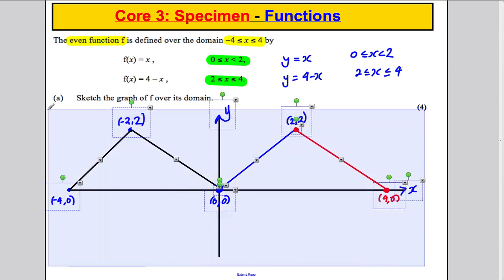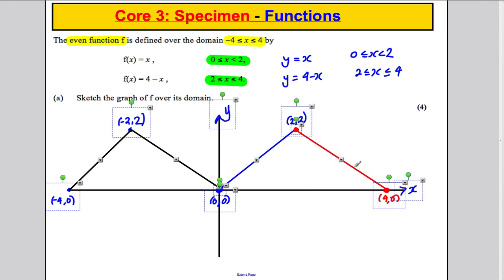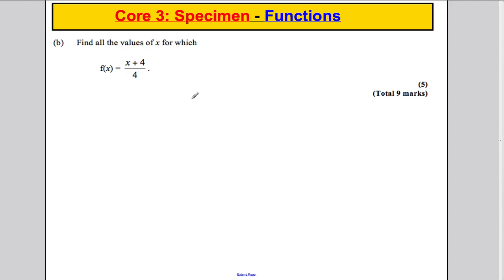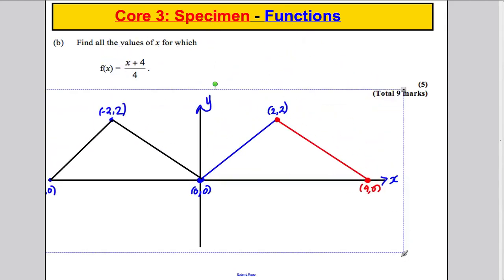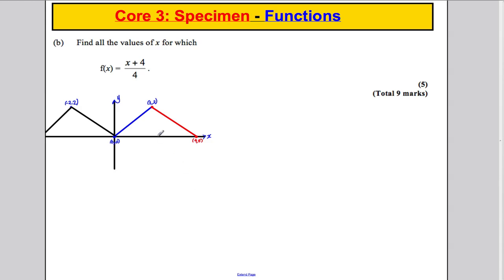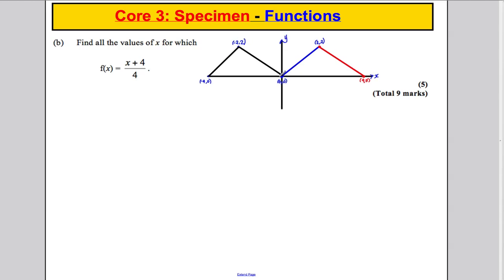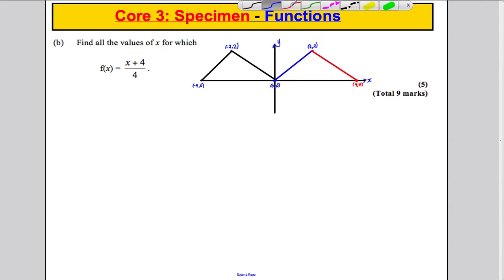Now, I am going to highlight all this because I'm going to need it to explain the next part of the question. Okay, part B, the tricky bit. We are asked to find all values of x for which the function we've drawn, f of x, is equal to x plus 4 over 4. So we are asked to find where f of x, I'm going to divide 4 into both sides, is equal to a quarter x plus 1. Where is this complicated function here equal to the graph a quarter x plus 1?